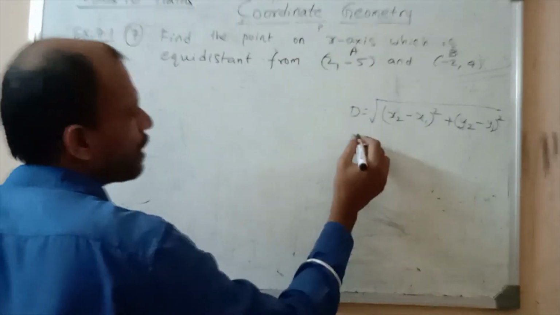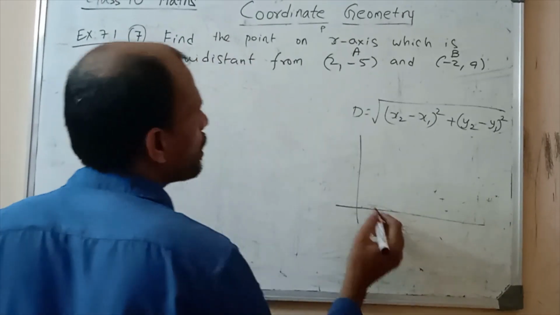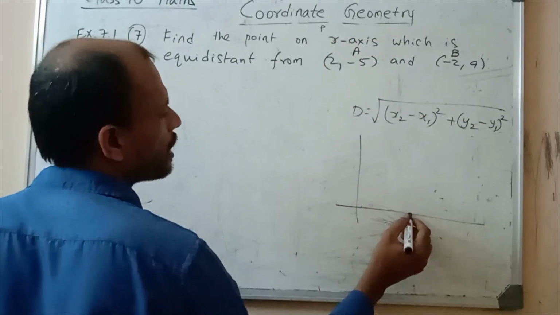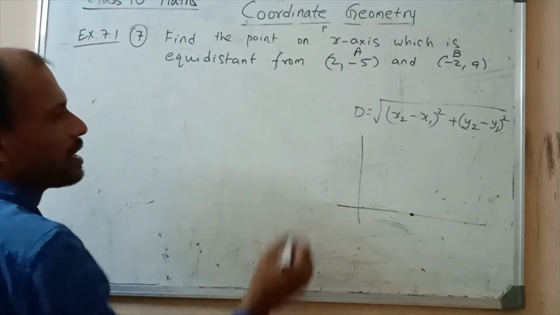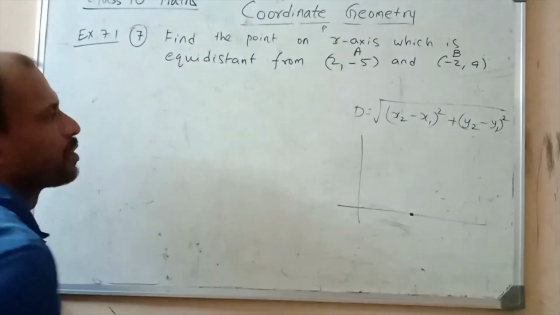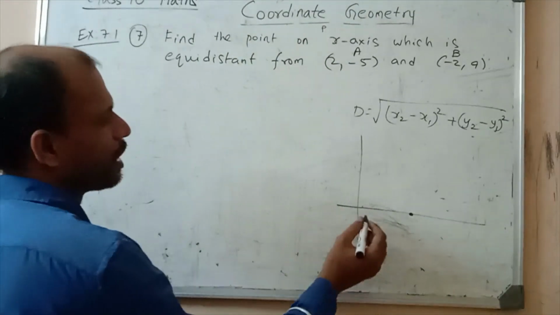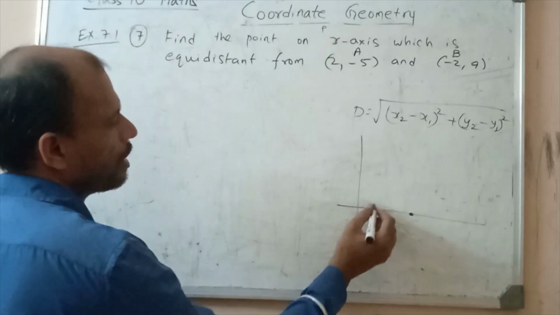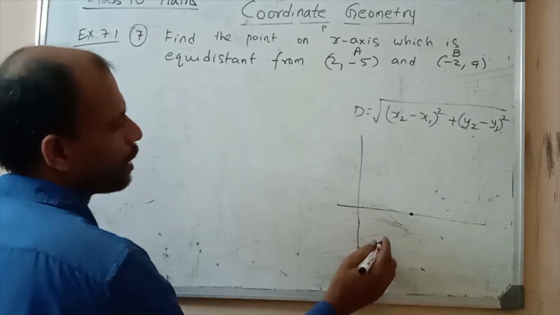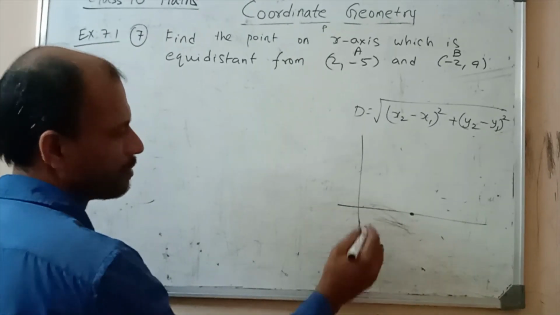So let us draw a graph like this. They are saying the point P is on the x-axis. The other 2 points are (2, -5) and (-2, 9). From these 2 points, x value to y value minus 5, x to y minus 5 means it may be like this.